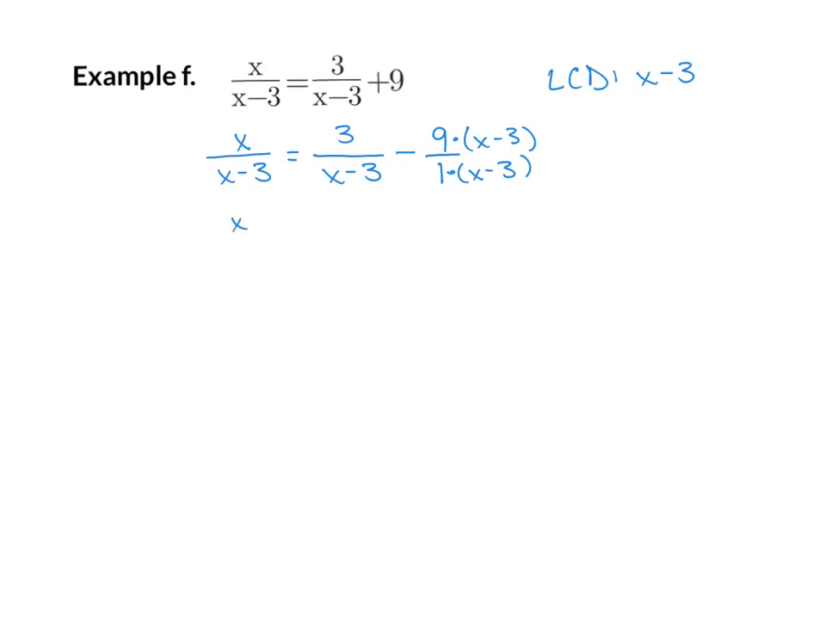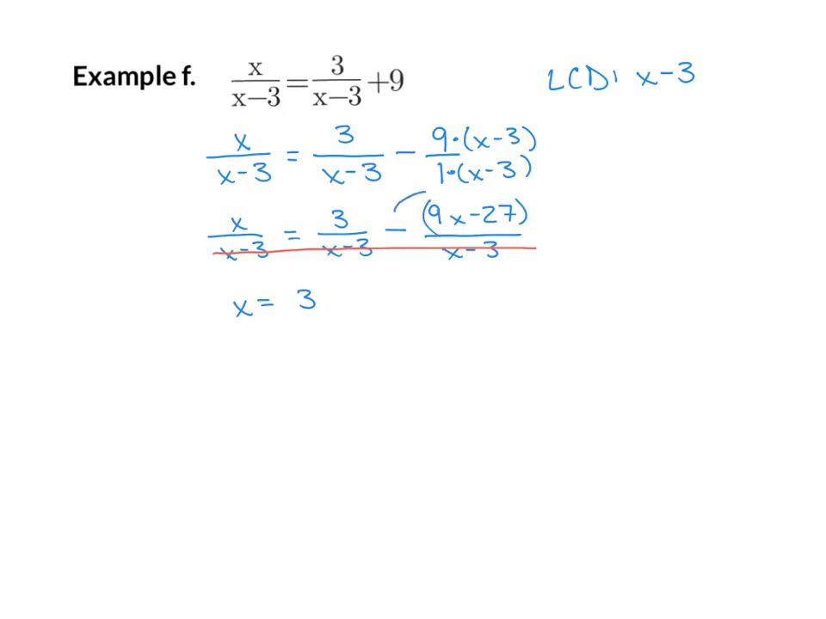Okay, so what do we have here? We have x over x minus 3 equals 3 over x minus 3 minus 9x minus 27 over x minus 3. I'm going to put the 9x minus 27 in parentheses so that I remember to distribute the negative. Now that all of my denominators are the same, I can cancel them. Now I am left with x equals 3.